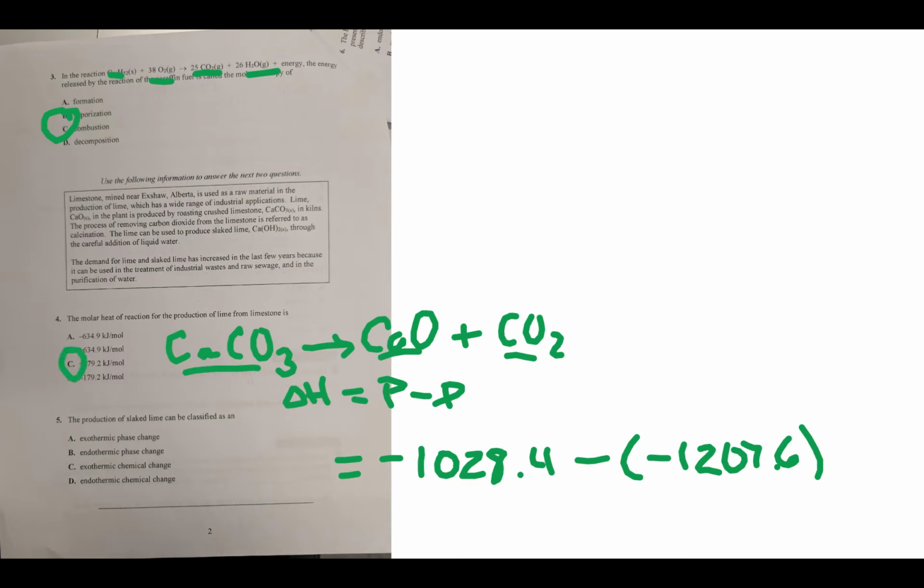Now, moving on from there, asking about the production of our lime. With this, because you're getting out that positive value, it is an endothermic reaction. And because it's a chemical reaction, it's a chemical change. So this answer is D. If it was a phase change, we would actually be just going from a solid to a liquid or a liquid to a gas, or vice versa.